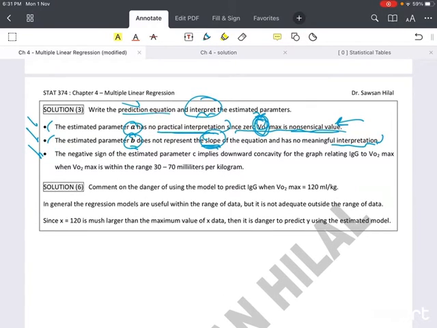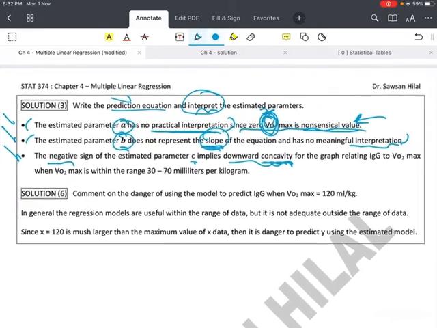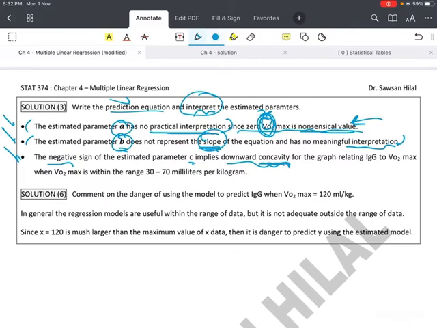But for C, you write that the negative sign of the estimated parameter C implies downward concavity. So it tells me that a negative sign means downward. And if C is positive, you can write that the positive sign of the estimate means upward.